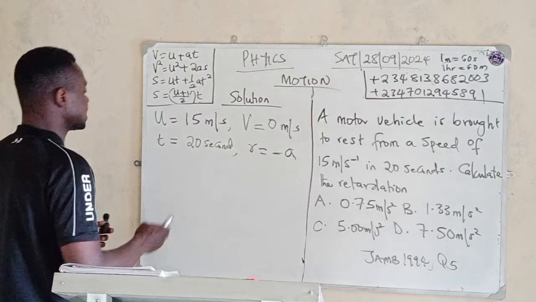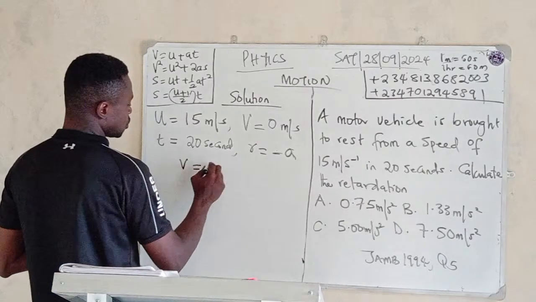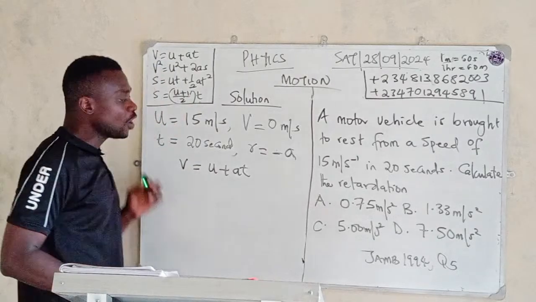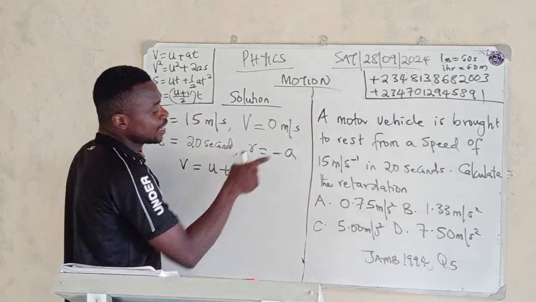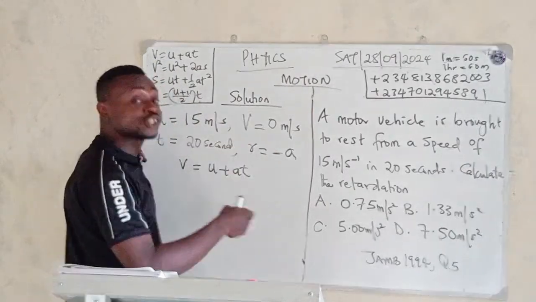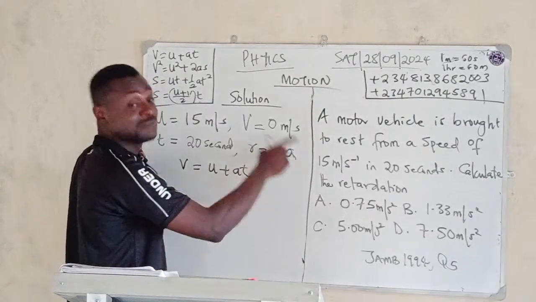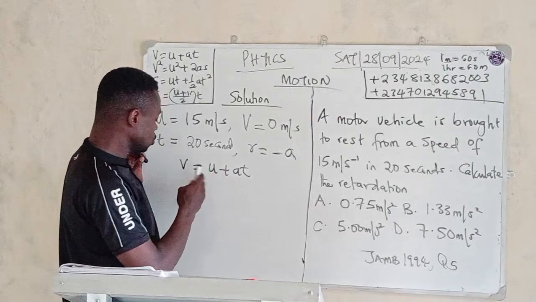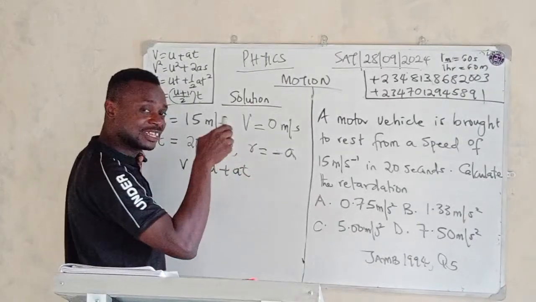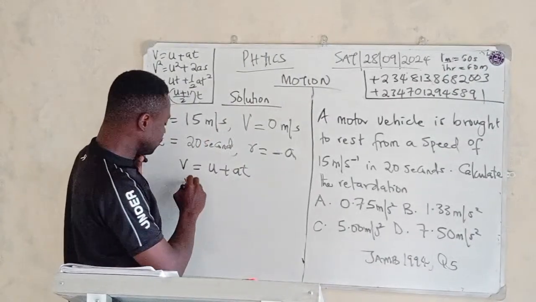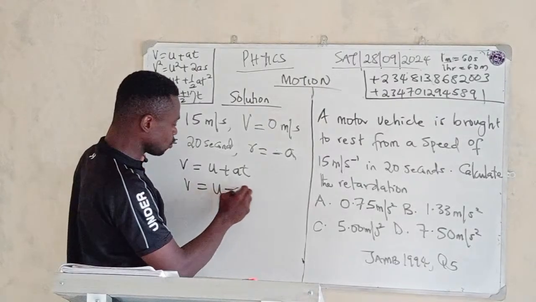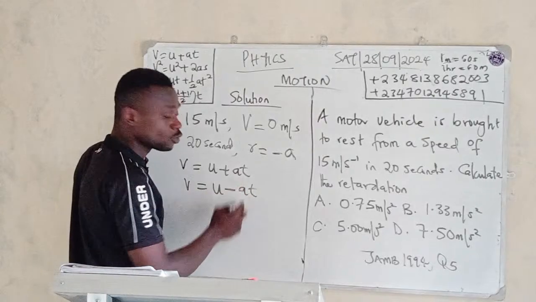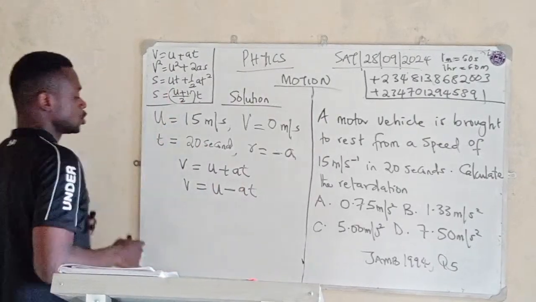So we say that V is equal to U plus AT. But because of the retardation, it will change the sign of this term. Please just note that. We have U plus minus AT. So we now find this A. If we find this A now, it becomes the retardation.